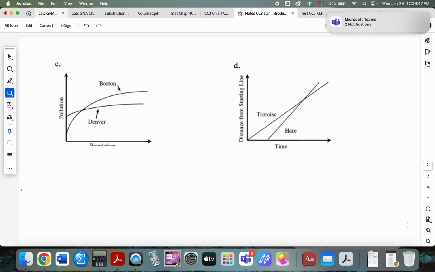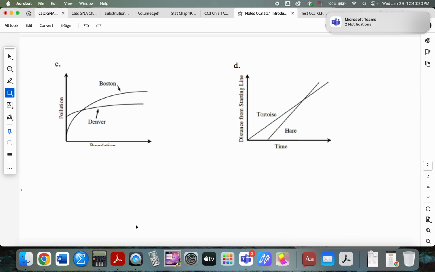All right, let's see who's going to go first. Johnny, tell me what you wrote for C, please, sir. The point of intersection is when Denver and Boston had the same amount of pollution. Close but not quite. You've left off the bottom axis entirely. What is the bottom axis? And population. Okay, I would take that. It's the time at which Denver and Boston had both the same population and the same amount of pollution.